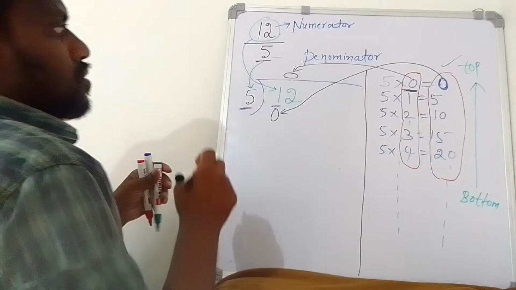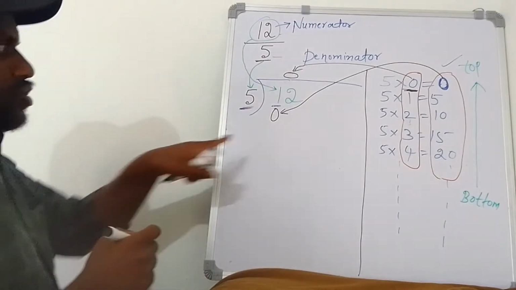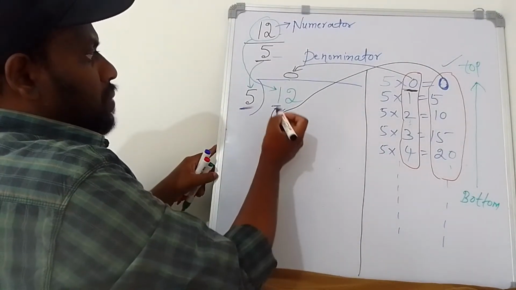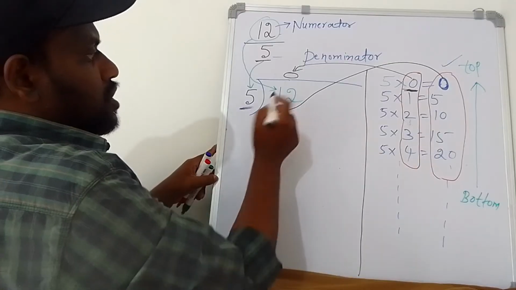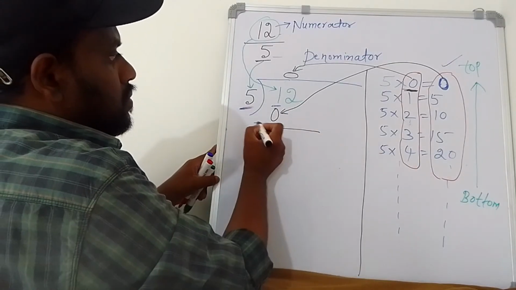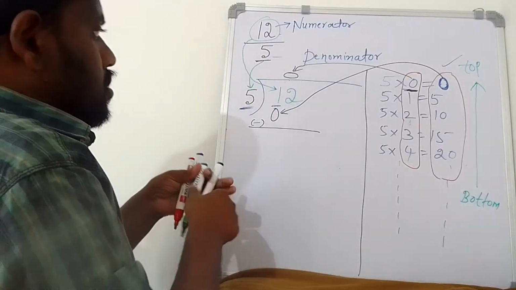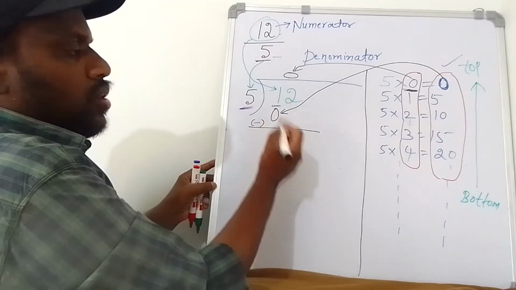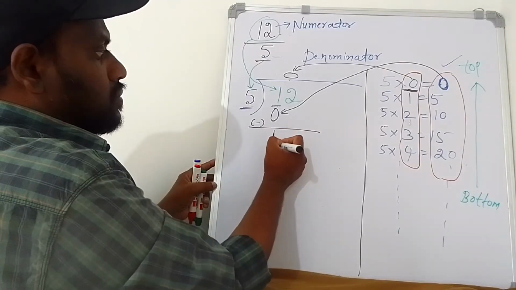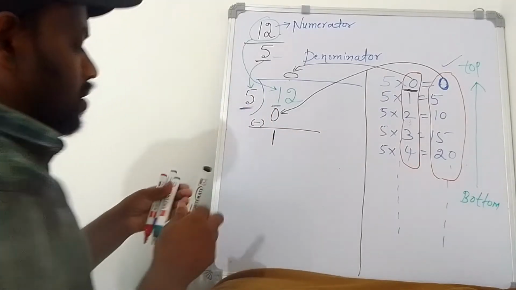Okay, 0. Next, you have to subtract this 0 from this 1. Minus means you are subtracting. See, 1 minus 0, we get 1 only.